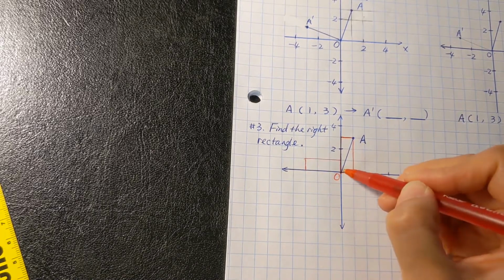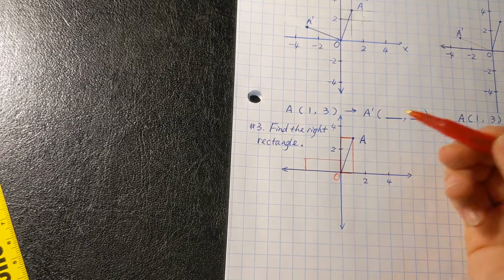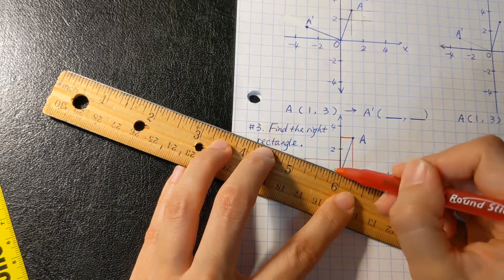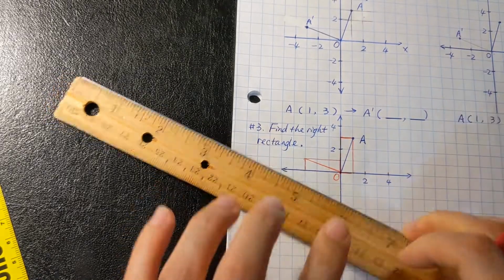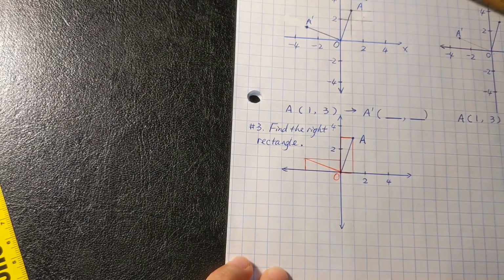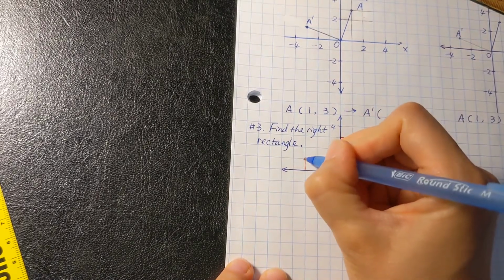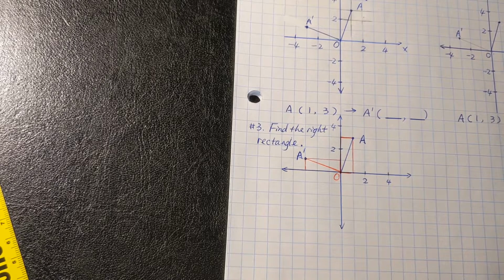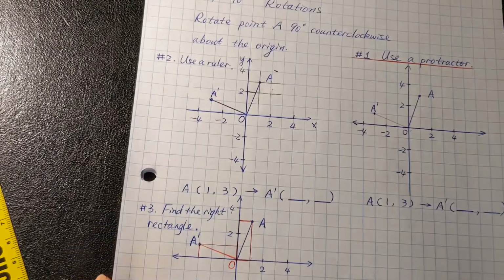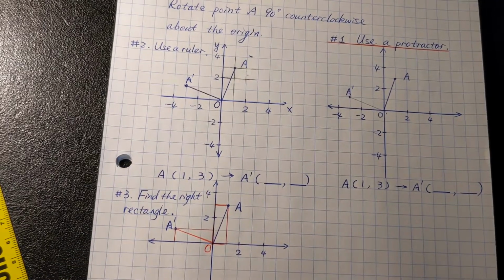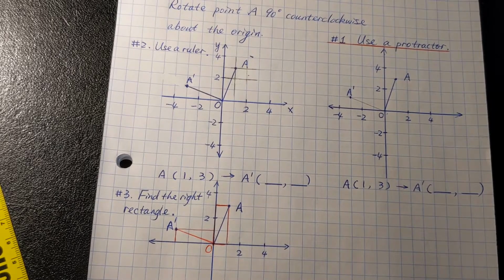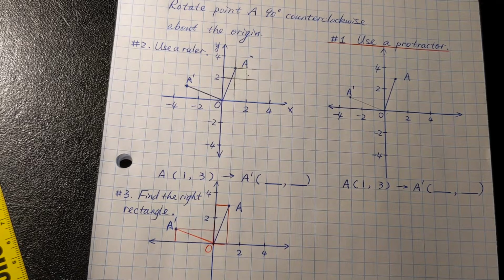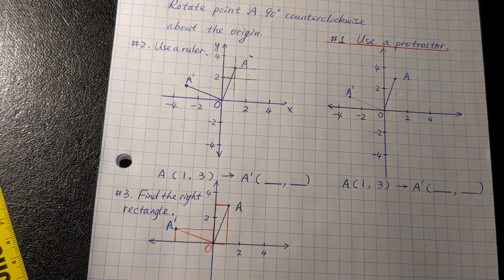And then you will look for your diagonal line. So the diagonal line is this one. So now you can mark your A prime over here. Okay, so these are 3 different ways for you to pick when you need to make a 90-degree rotation counterclockwise about the origin of any point.